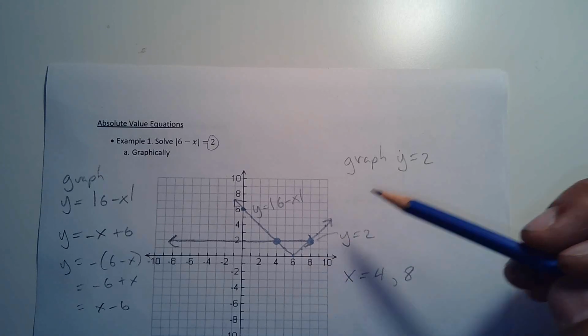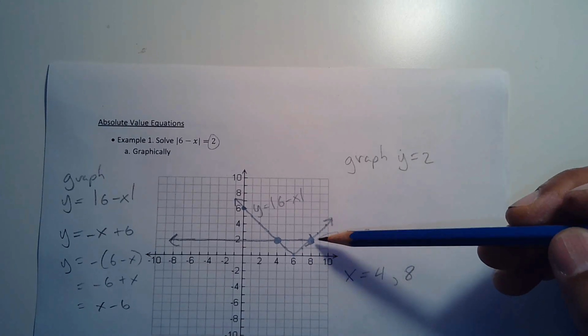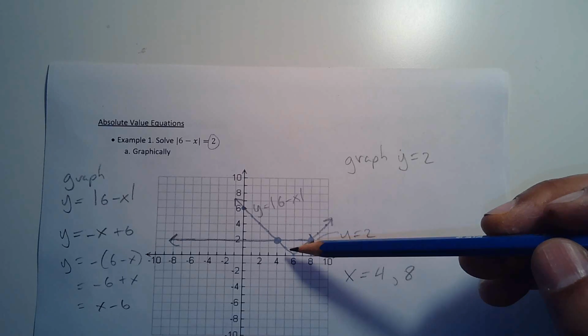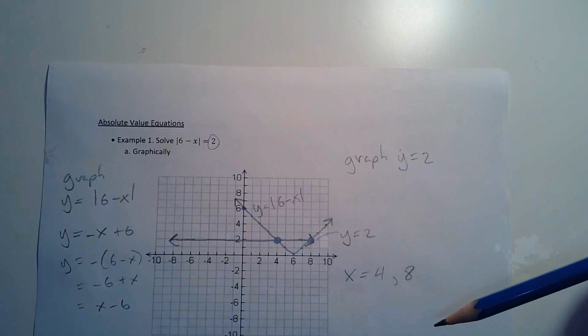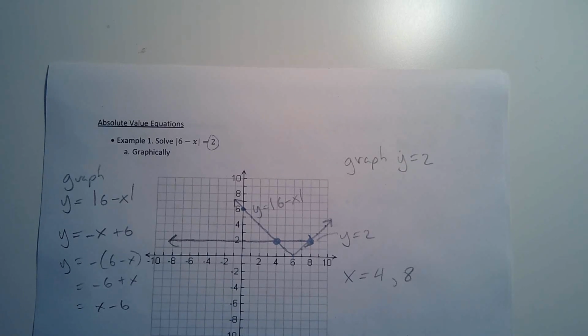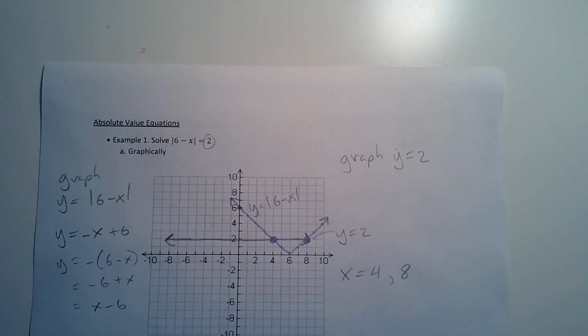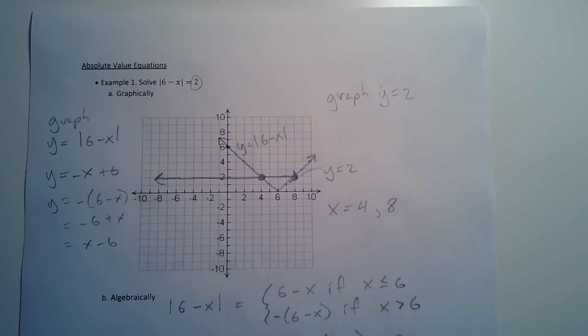Again, the below 0 values don't work. And so now you look at where they intersect, right? So where do they meet up? x equals 4, they meet up, and then x equals 8. Okay, now let's look at how to do this algebraically.